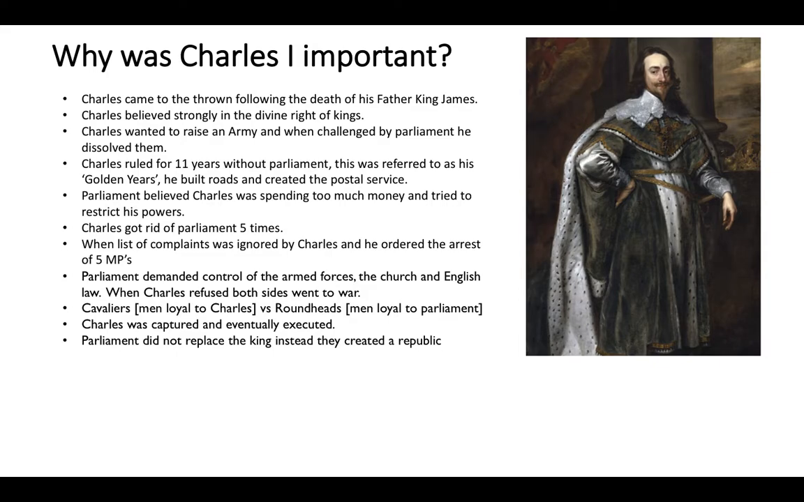Charles is captured and executed. And then Parliament does not replace the king. Instead, they create a republic where they don't need a king, and Oliver Cromwell was installed as the Lord Protector.